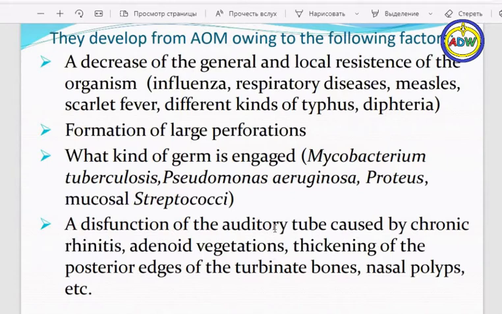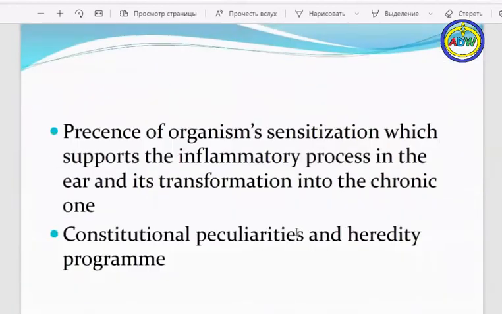It means that the nose and the throat mustn't disturb the function of the auditory tube.